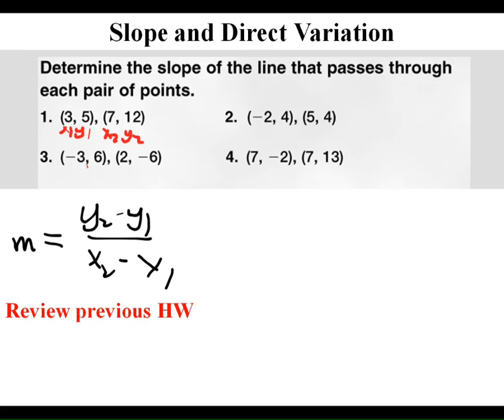If it was a positive number, what would the line look like? Left to right, uphill or downhill? If it's a positive number, it goes left to right uphill, right? If it's negative, the slope goes left to right downhill.